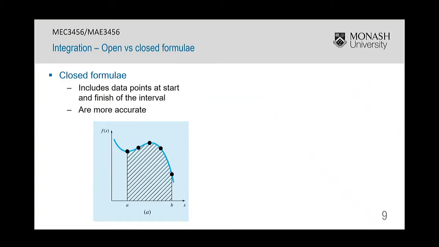We need to make a distinction, and I'll do this right up front, between open integration formulas and closed integration formulas. A closed formula is a formula that includes the data points at the start and end of the interval. So if we're trying to integrate this function as seen in the figure at the bottom left, we include the function values at these points here in order to estimate the integral between a and b.